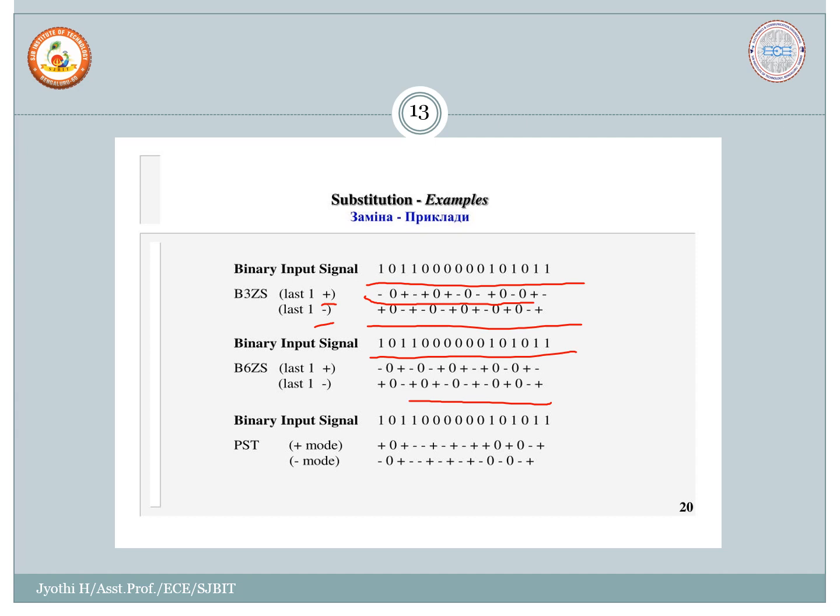So these are the two line coding techniques, B3ZS and B6ZS. This is not there in the syllabus. Nothing to worry about that. Okay.